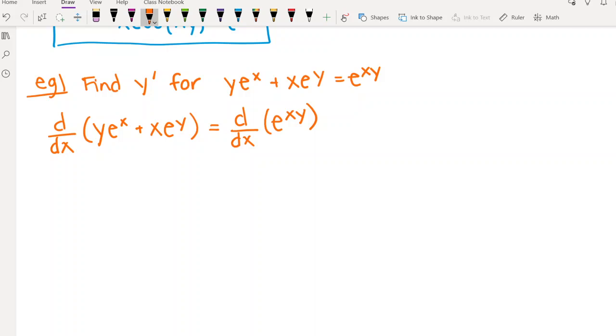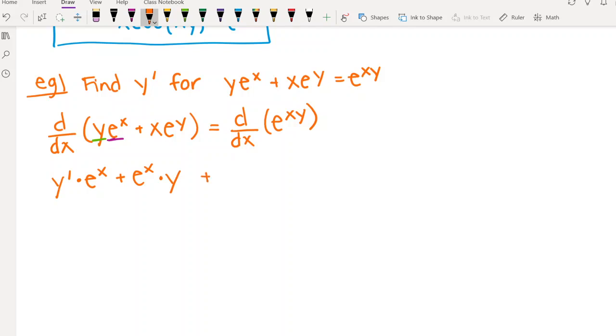So let me highlight this to remind us that we're doing the product rule. The product rule says that you take the derivative of the first thing. So the first thing is y, and its derivative is y prime, as we saw in a previous example. And then we're multiplying that with e to the x. Then we take the derivative of e to the x, which is just e to the x, and multiply that with y. So just using the product rule as you normally would.